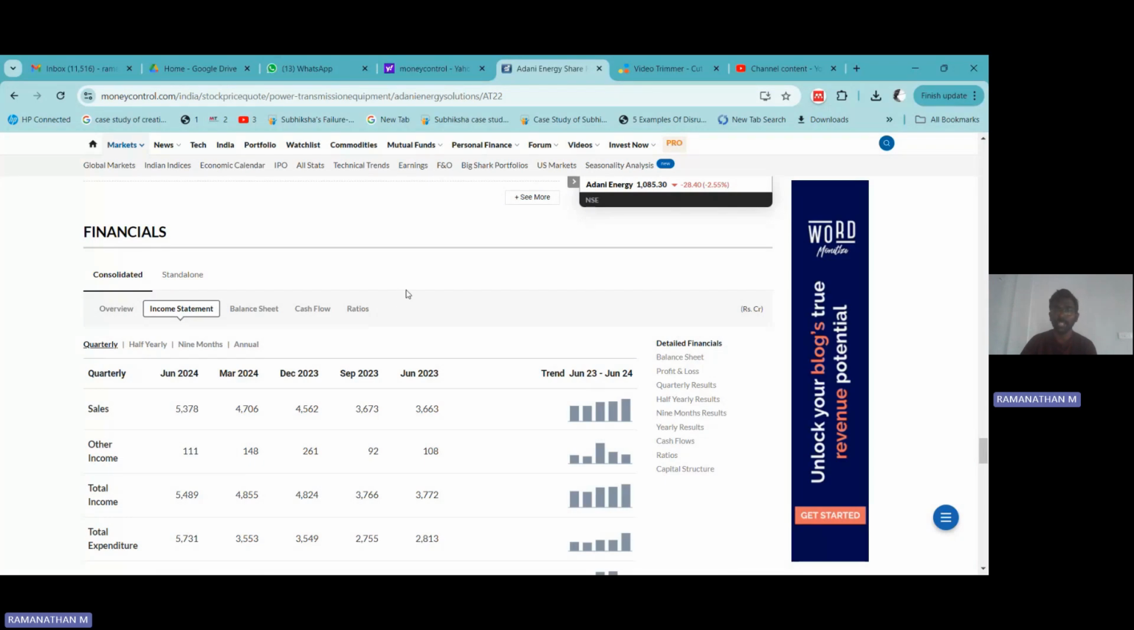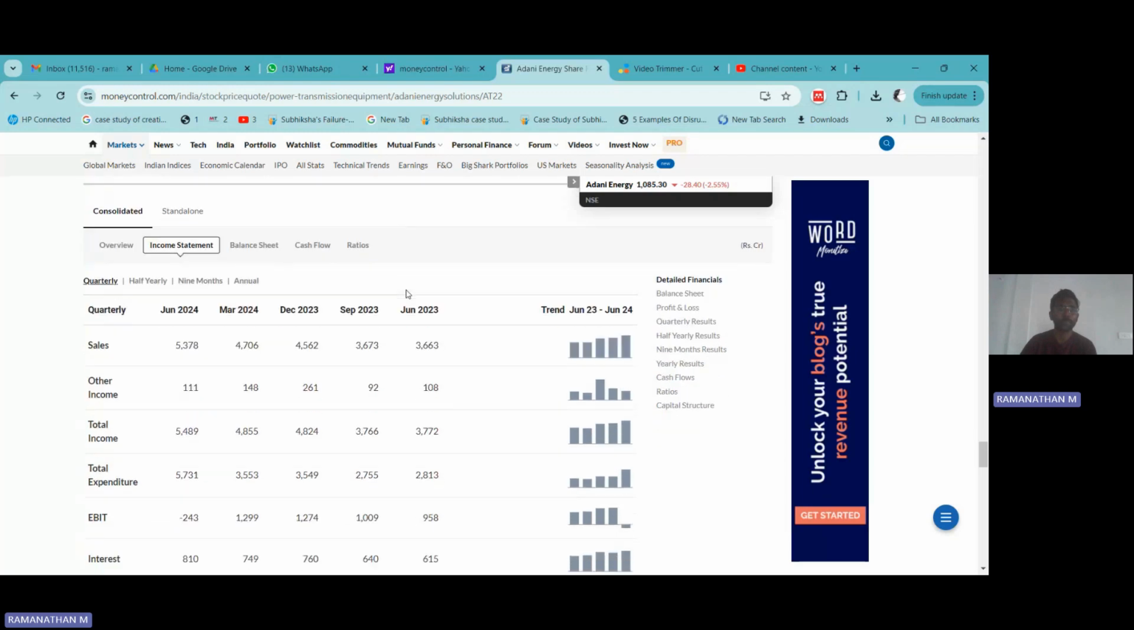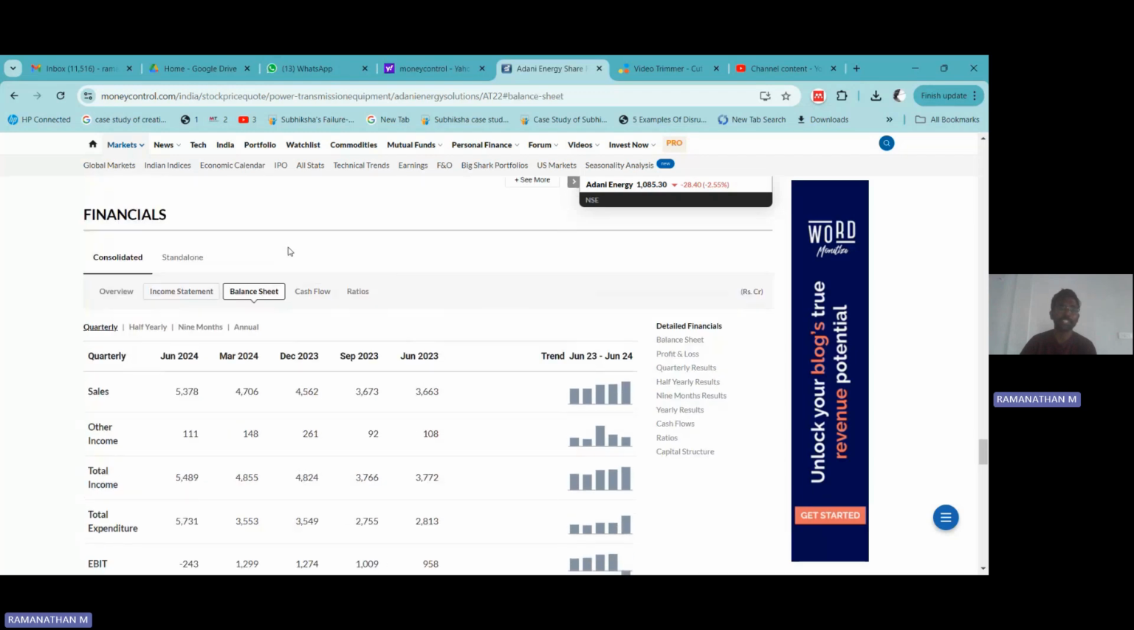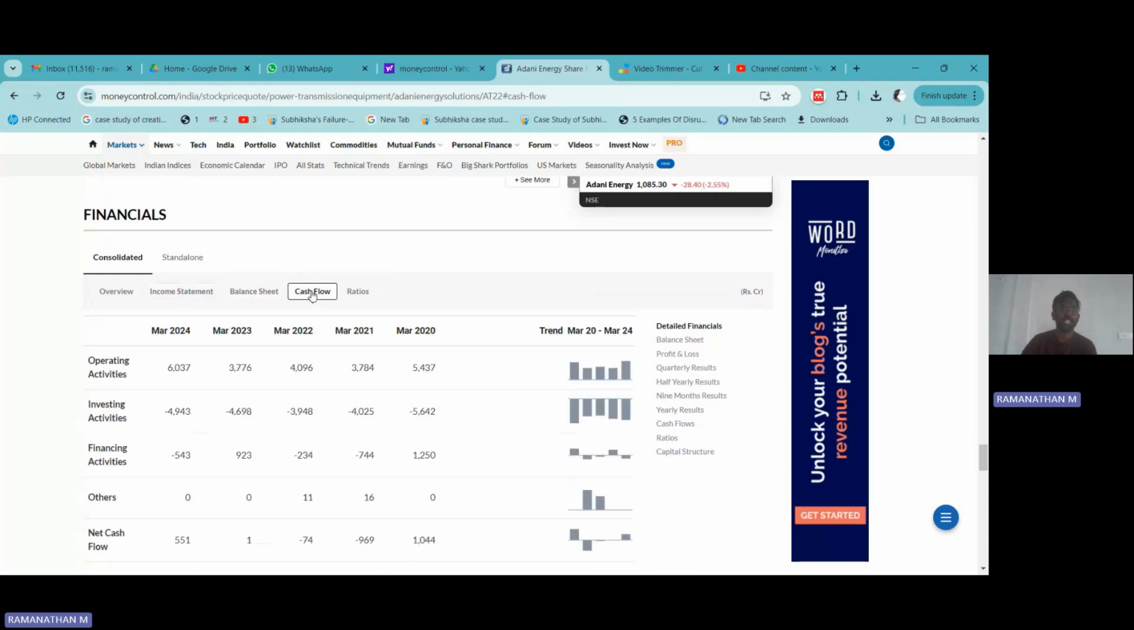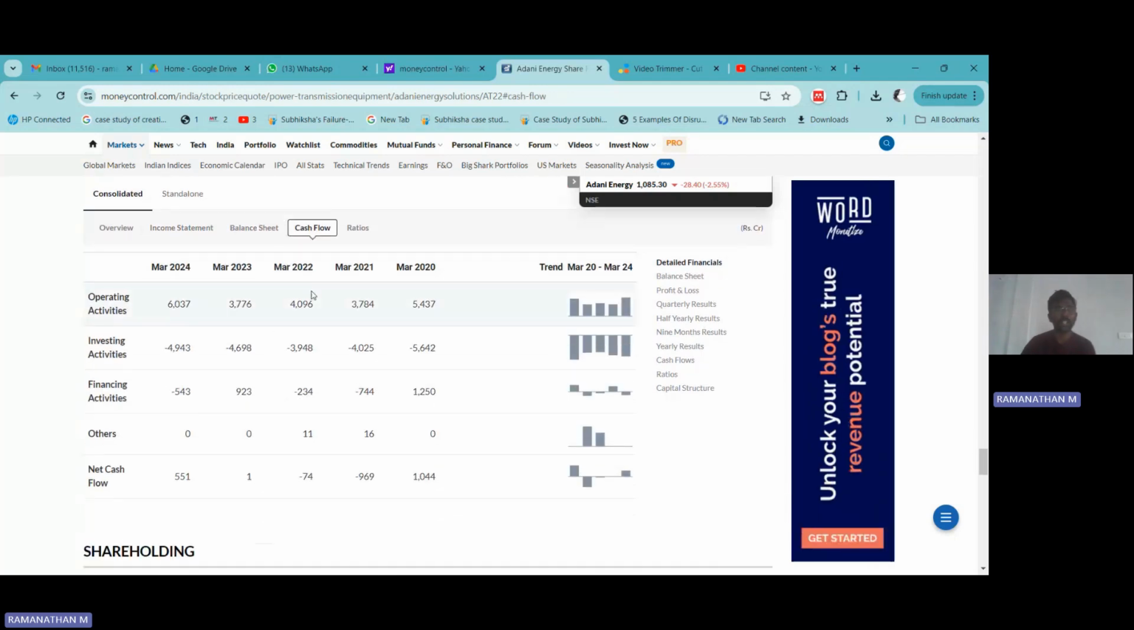Here I have typed Adani Energy as the share name. Now its share price is 1085, and I have opened the financial statements, like the income statement, balance sheet, and cash flow, for Adani Energy. If you take cash flow, it's a short-term analysis. You can check whether I have cash, liquidity, or solvency or not, and how I am going to rotate my cash. Such analysis can be done in the short term.